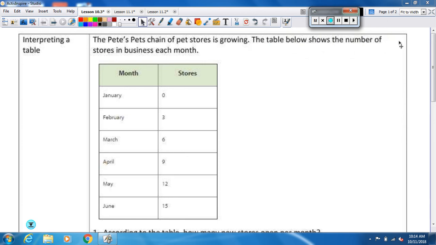The Peep Pets chain of pet stores is growing. The table below shows the number of stores in business each month. Number 1. According to the table, how many new stores open per month?